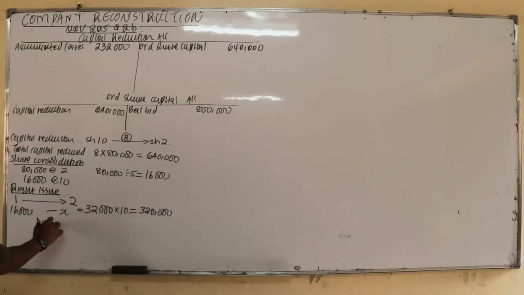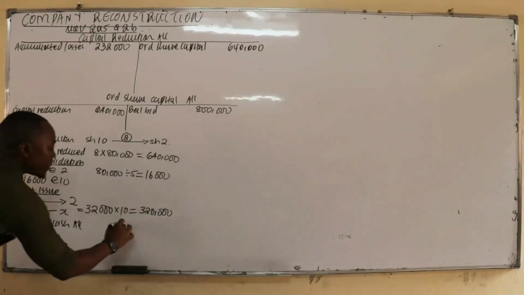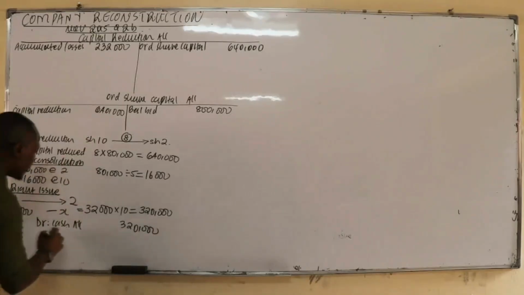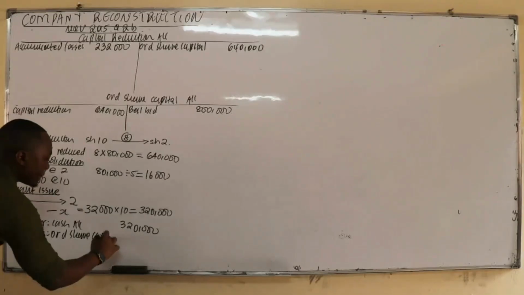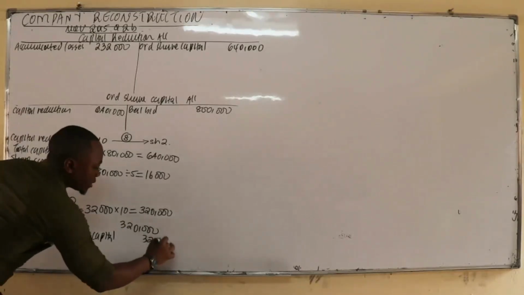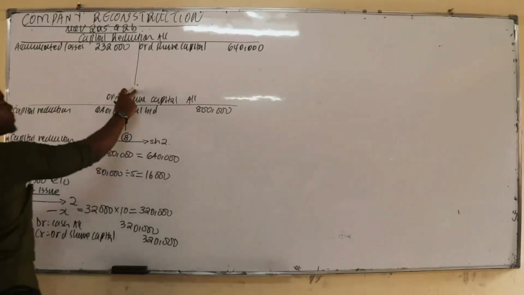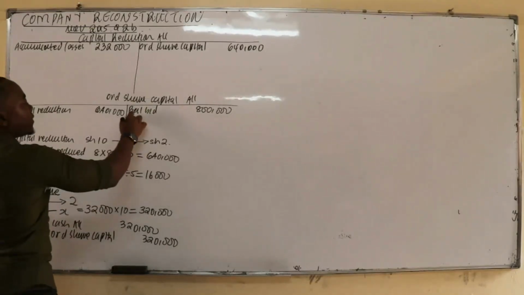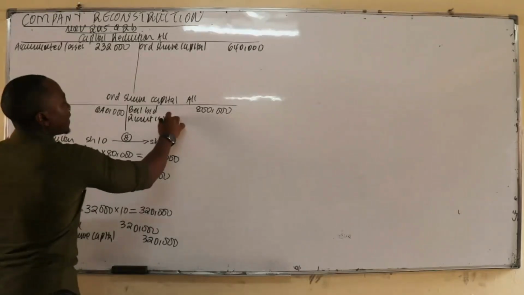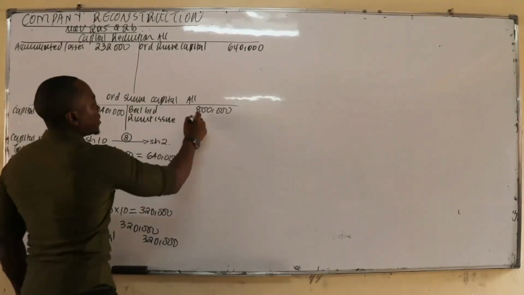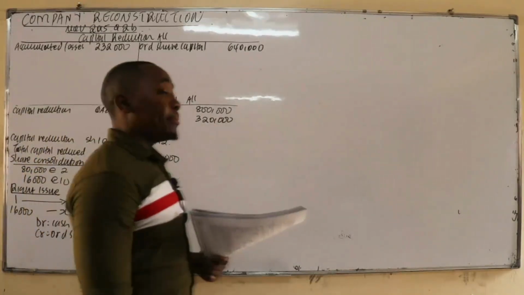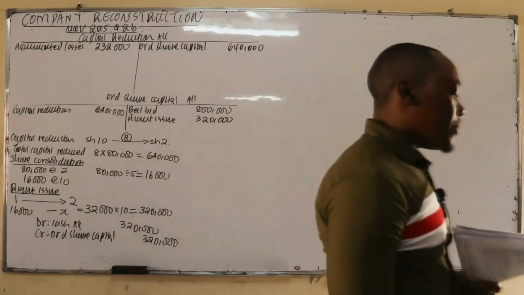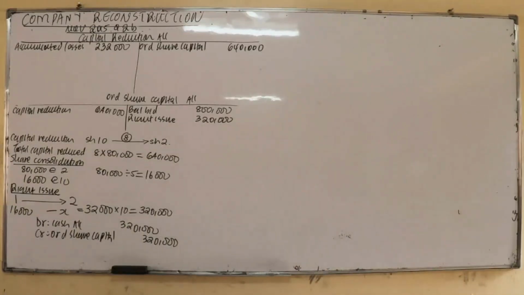So you'll debit the cash account by an amount of 320. Then we credit ordinary share capital by an amount of 320. So that means for ordinary share capital, when you have the balance brought down, we effected a rights issue. We issued shares worth 320. Good.